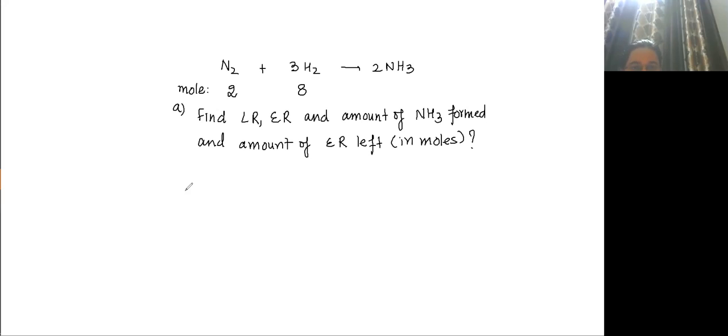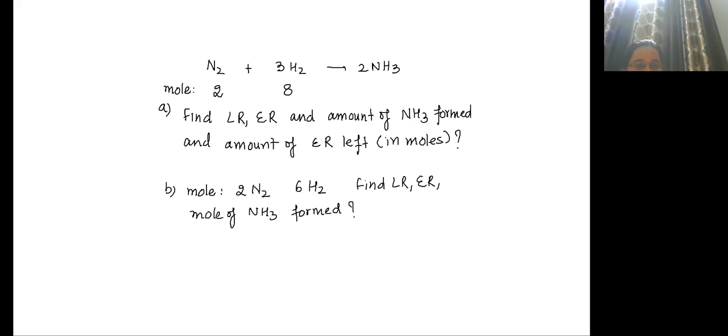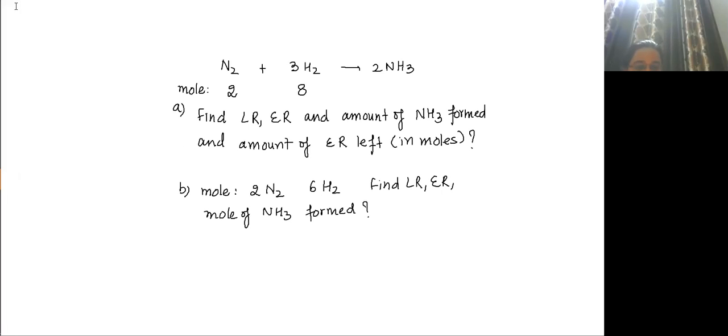This is the A part. B part is moles of N2 and H2 as 2 and 6. 2 moles of N2 is there, 6 moles of H2 is there. Find the same: LR, ER, and moles of NH3 formed. So this is the question. Now tell me, how will you do this?